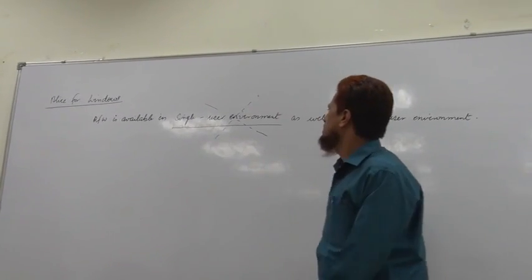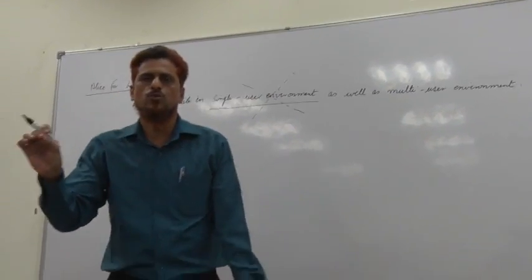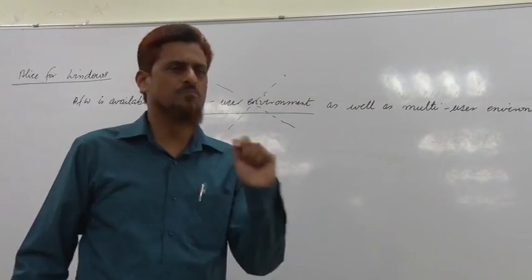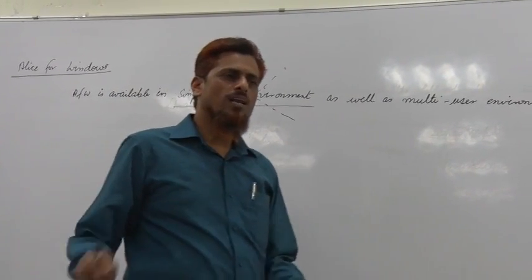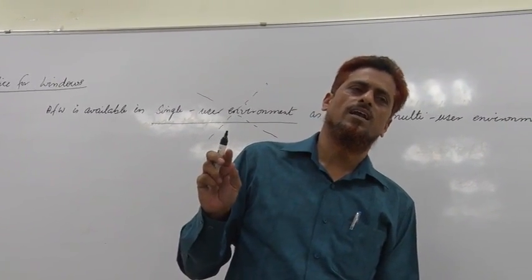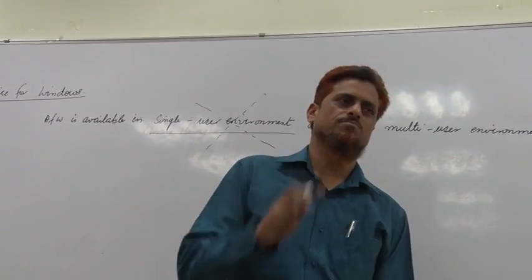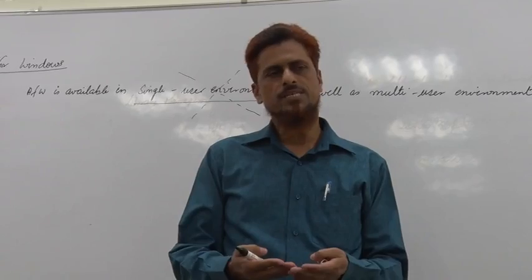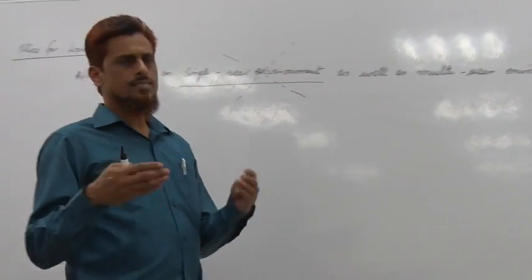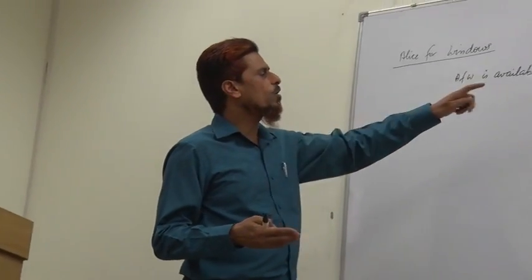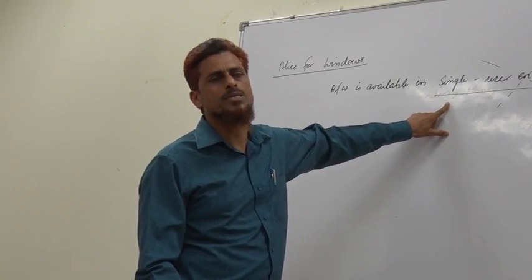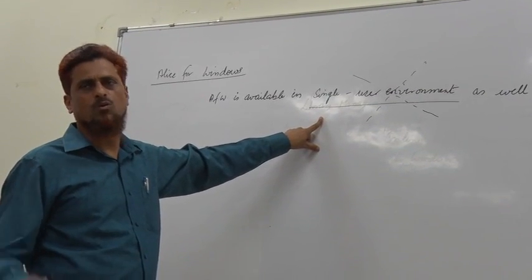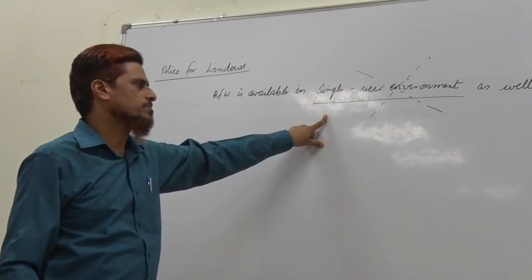In single user environment, Alice for Windows or software will be installed only on one system, one computer. What does it mean? Only one person will be allowed to work at a time. Because software has been installed on one system and that machine is not networked, it means that features are available or software is available only on a stand-alone machine. Single-user environment means a stand-alone computer. One computer with Alice for Windows.